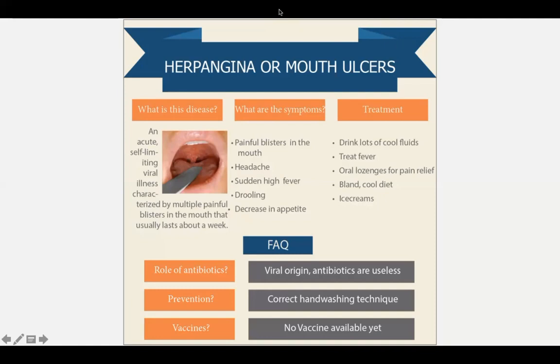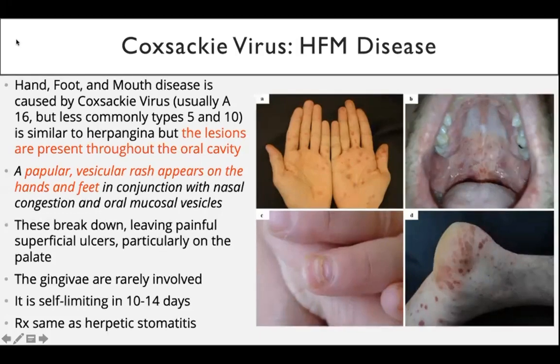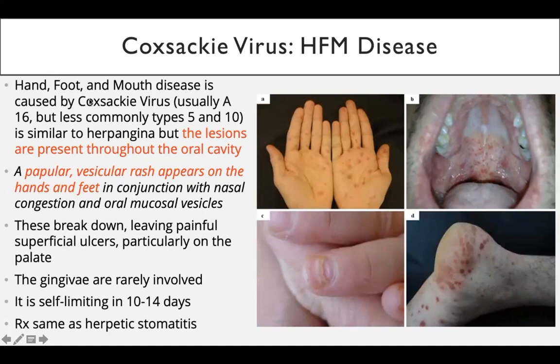And some of our family members, the typical auntie from nearby, will say, oh, this guy is erupting teeth, he is teething, that's why he is crying. It's okay, no worries. And after that the mom opens the mouth, and he has some ulcers. Too late. The other disease was HFMD, hand, foot, mouth disease, right? Hand, foot, mouth disease is caused by Coxsackie virus, usually type A16, but less commonly by types 5 and 10.